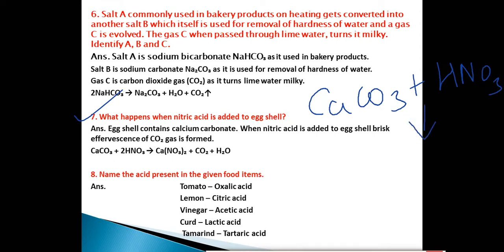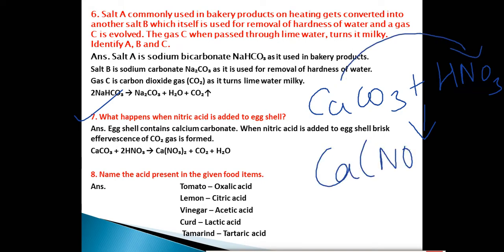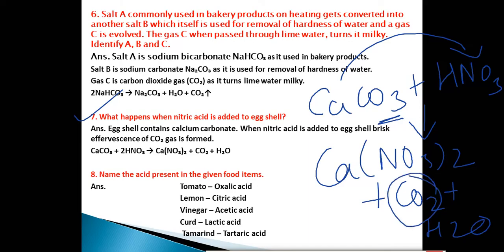See, calcium will react with the nitrate ion to form calcium nitrate, Ca(NO3)2. Along with that, we will get carbon dioxide gas from here, and along with that we will get water also, H2O. So when nitric acid reacts with eggshell, carbon dioxide gas will be evolved, right? Effervescence of carbon dioxide gas can be seen.